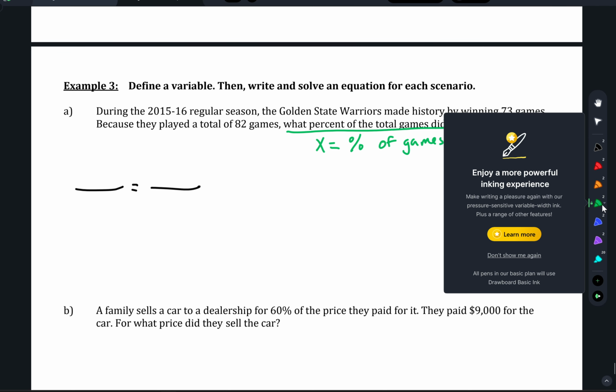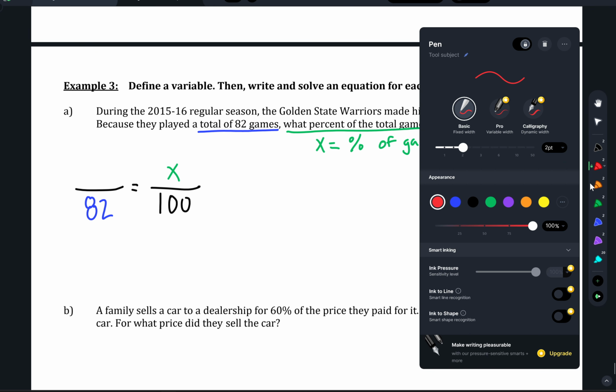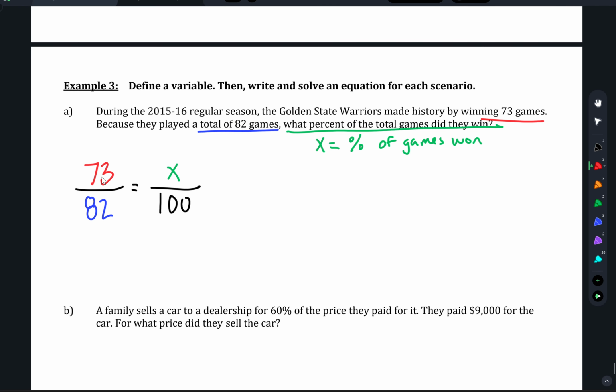I know my percent goes in the top right corner, so that's where I'm going to put it. I also know my 100 goes in the bottom right corner, so that's where I'm going to put that. What else do I fill into this proportion? Read my problem. What else can go into this proportion? Autumn. They won out of a total of 82 games. Remember, our total is going to represent our whole. They won 73 of them. There's my proportion. I cross multiply to solve.